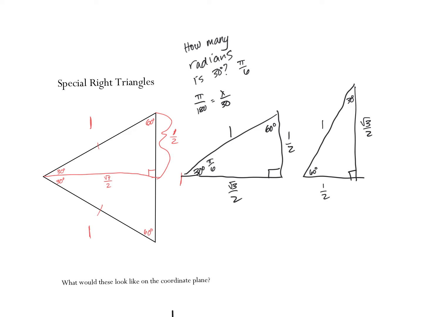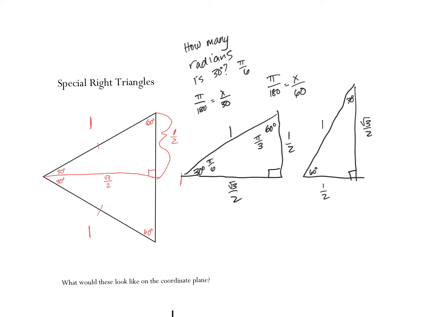Are you guys with me that 60 is 2 times 30? 60 is 2 times 30, yes? So what's 2 times 1/6? Can I just do 2 times pi over 6? Or pi over 180 equals x out of 60. What is that working out to be? Pi over 3. So 30 degrees is the same thing as pi over 6.